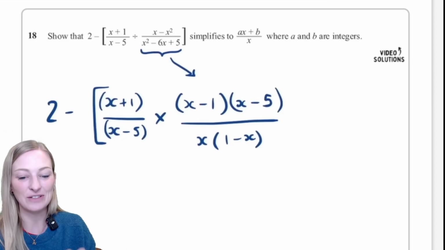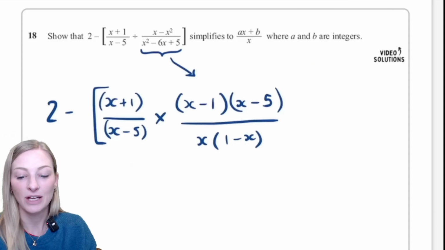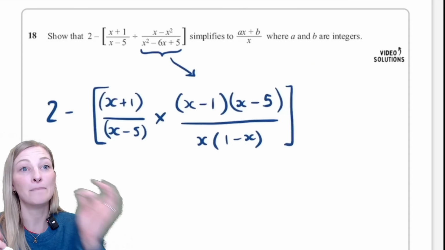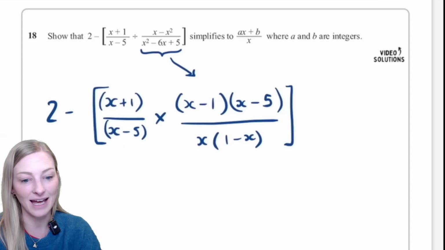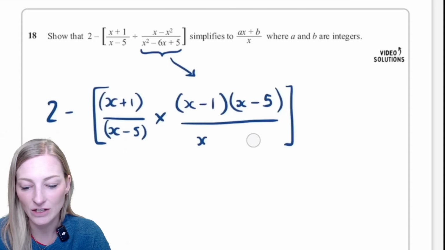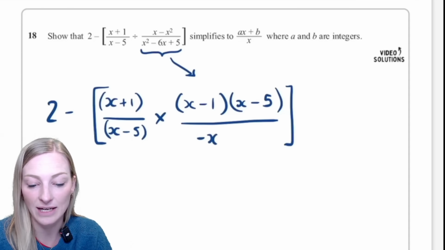I don't know if you guys have noticed, but I've got x minus 1 on the top. I've got 1 minus x on the bottom. So actually, if I'd have taken minus x outside the bracket, we'd have those signs the other way around and I could then cancel it. So let's do that. Let's change this. And instead of having x on the outside, I'm going to take minus x on the outside.